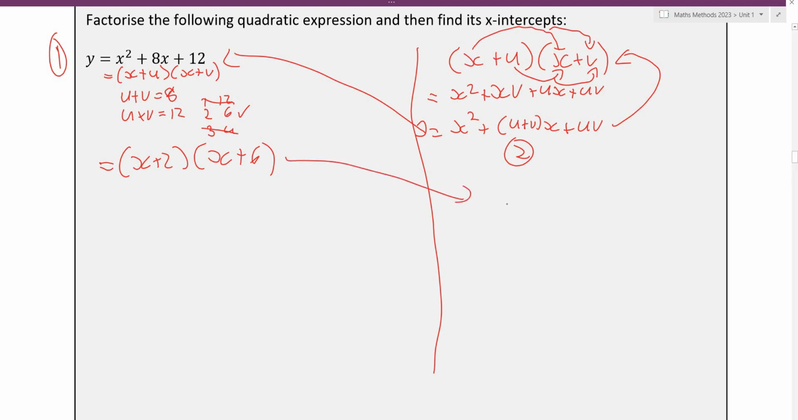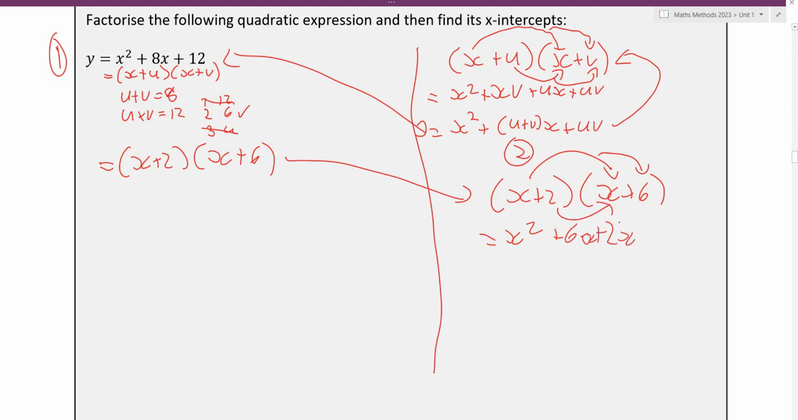So I'm just going to expand these out just to prove that I'm not a liar this time. x times x is x squared, x times 6 is 6x, 2 times x is 2x, 2 times 6 is 12. x squared has nothing to add to, 6x and 2x can become 8x, and 12. Bish bash bosh, they're equal to the same thing.